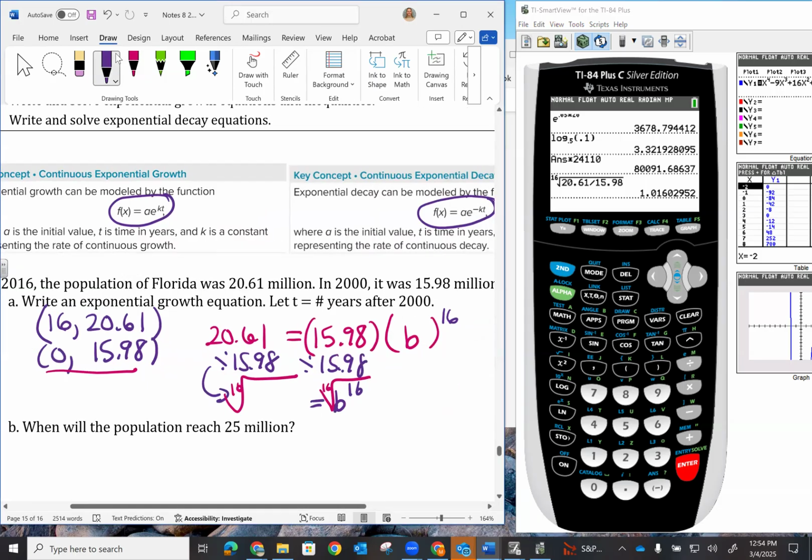So when you write your equation, you would write y equals 15.98, and then that number 1.016 to the t.